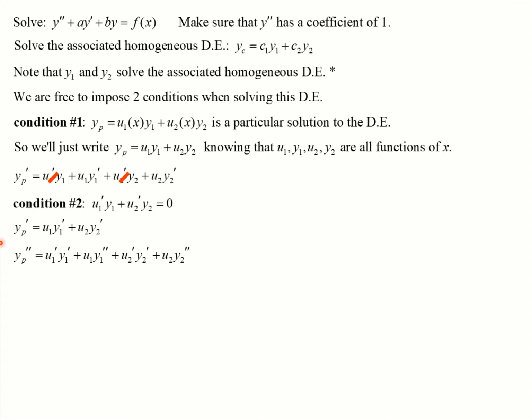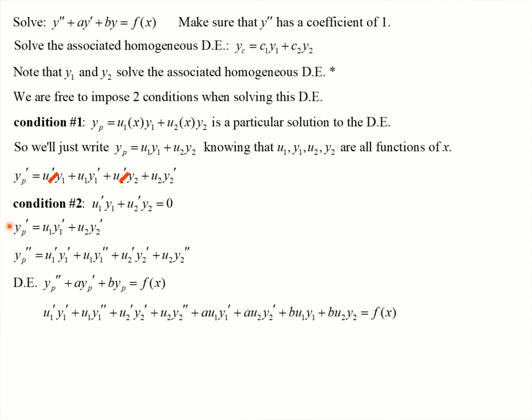And I'm going to look at my original differential equation and plug y sub p into it. And so that's what it looks like. So where did this come from? This is the original differential equation with y sub p plugged in there. Now it's going to get messy. Y sub p double prime happens to be those four terms, and then y sub p prime is two terms, and y sub p is two terms as well. And I have to put the a and the b in there, so it looks like that.